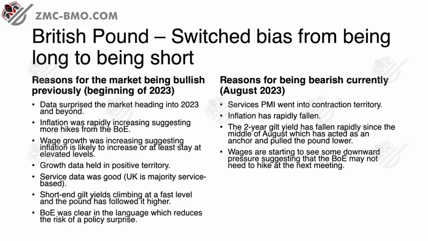Wages are starting to see some downward pressure, suggesting that the Bank of England may not need to hike at the next meeting. Again, another reason we were bullish the pound was because wage growth was increasing, which meant inflation is likely to increase or at least stay at elevated levels. And that means what? More hikes from the Bank of England. We're now starting to see those reasons turn. Well, you're now going to be bearish the pound.